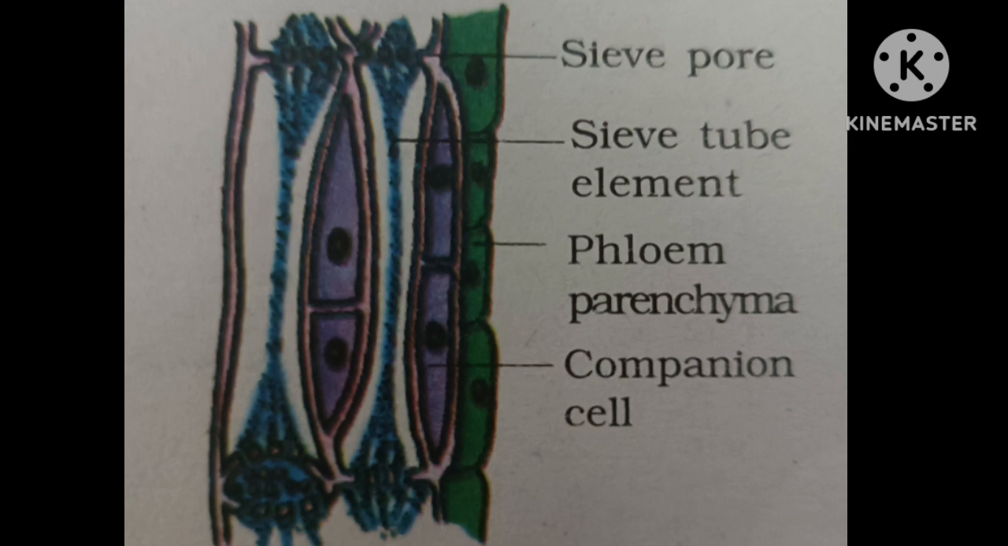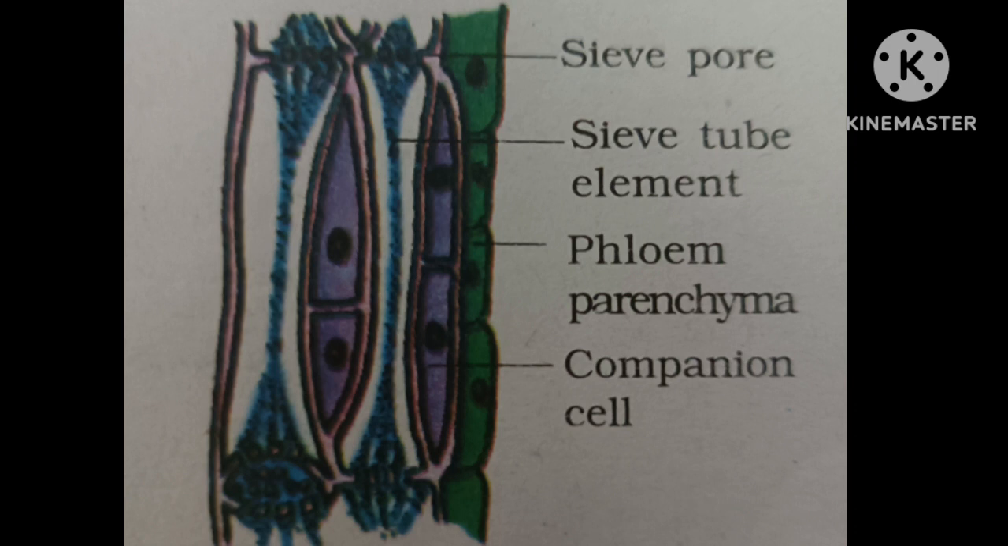Sieve tube elements are also long tube-like structures arranged longitudinally and are associated with the companion cells. Their end walls are perforated in a sieve-like manner to form a sieve plate. A mature sieve element possesses a peripheral cytoplasm and a large vacuole but lacks a nucleus. The function of the sieve tube is controlled by the nucleus of the companion cell.